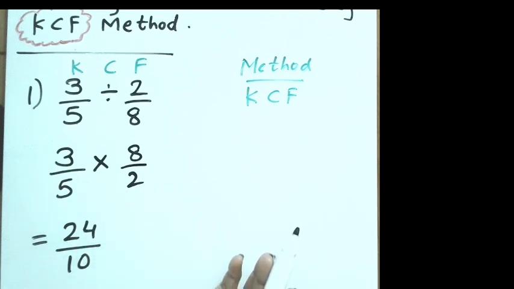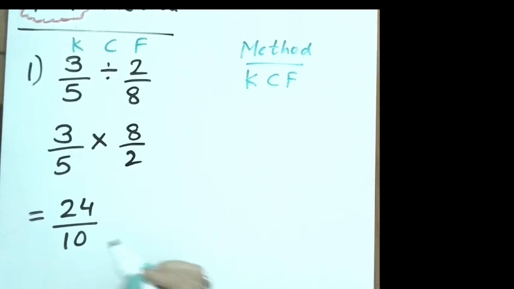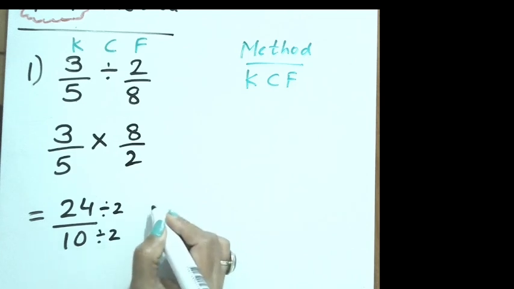Done. In the exam, they can ask you to simplify your answer, or they can ask you to give your answer as a mixed number. If they ask you to simplify your answer, you're going to make this number smaller. You think which times table has 24 and 10. 24 and 10 go very nicely in the 2 times table. So I will divide by 2.